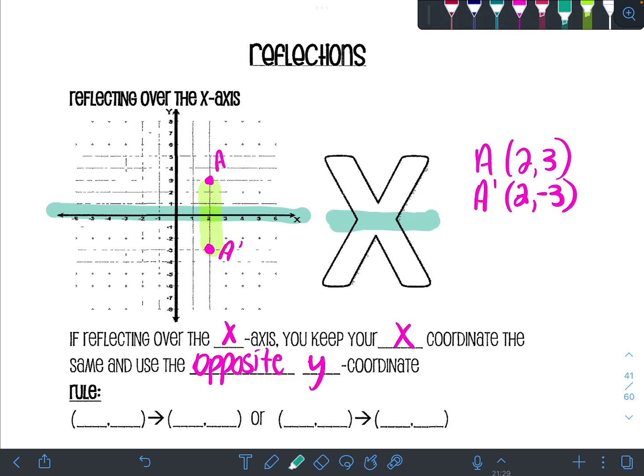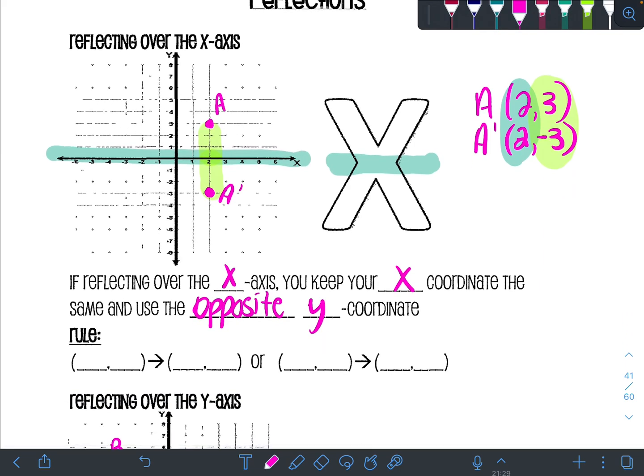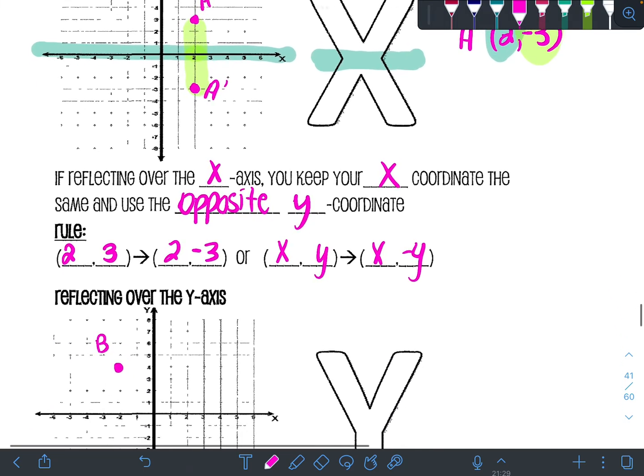Now, when we reflect over the x-axis, we keep our x coordinate the same and use the opposite y coordinate. So if you notice here, my x value stayed the same, but I took the opposite of my y coordinate. So if we look at the rule for that, we started out with (2, 3), and that transformed to (2, -3). So how we would write that rule is (x, y) goes to (x, -y): we keep our x the same and take the opposite of our y.